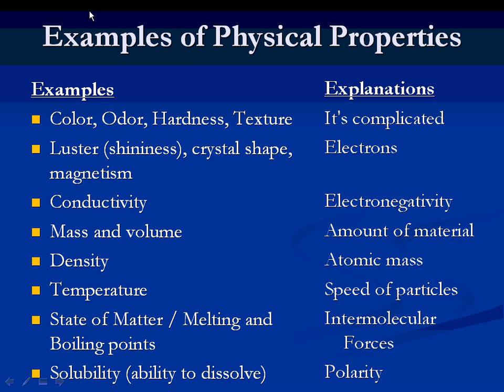Some explanations. Color is something that's very complicated. But whether something's shiny, or its crystal shape, or magnetism has to do with what the electrons are doing inside the atom. Whether it conducts electricity has to do with electronegativity. So metals don't like their electrons very much. Therefore, they let electrons go through them very easily, so they're conductive. Mass and volume, well, obviously the amount of material is going to impact the mass. Whether something's dense usually has to do with its atomic mass, so how heavy the atoms are inside of it. The temperature has to do with the speed of the particles in something.